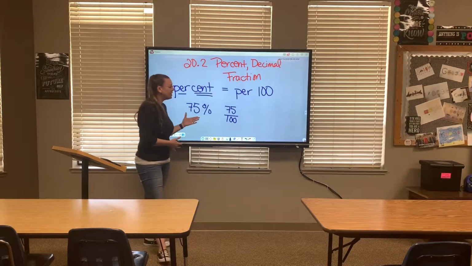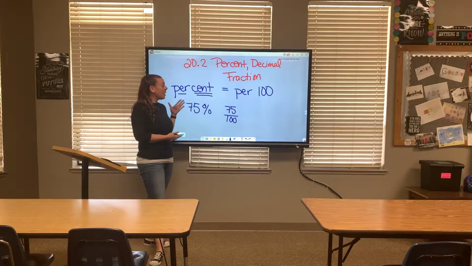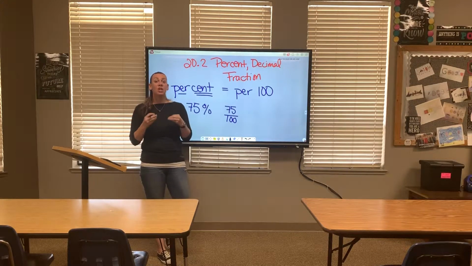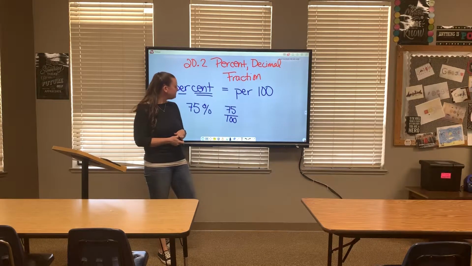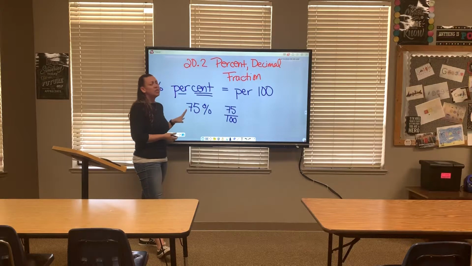If I have a percentage that they give me and I want to write it as a fraction, my first step is going to be writing that same number, 75% over 100. Okay, so 75 per 100. I can simplify it, but at this point I want you to get in the habit of just writing it over 100. Okay, then let's say I need to change this to a decimal.